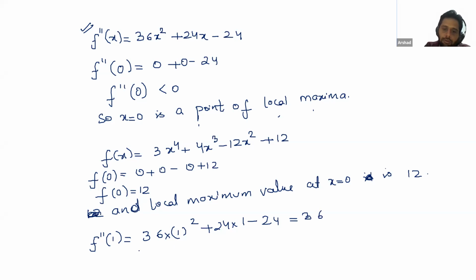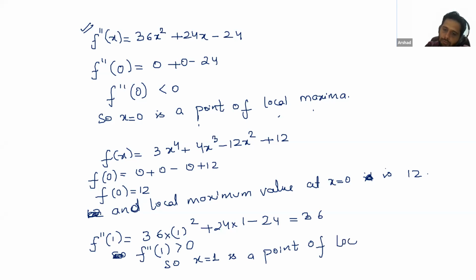Okay. So what is this? x is equal to 1. f double dash 1 is greater than 0. So x is equal to 1 is a point of local minima. Okay. Now we need to find the local minimum value.